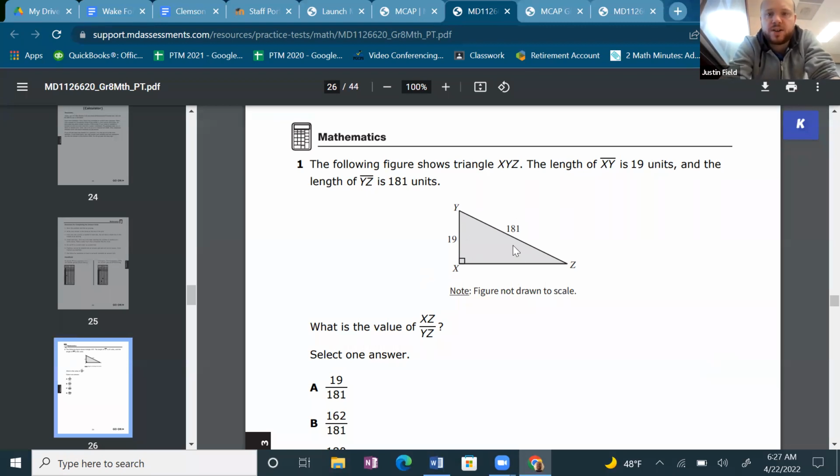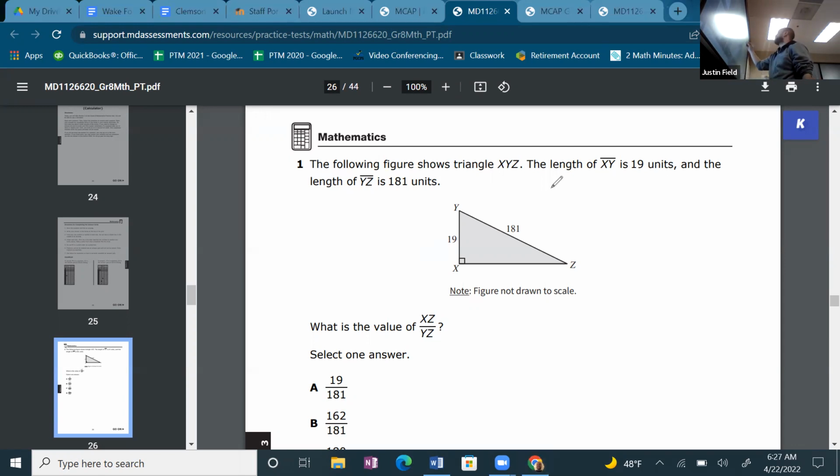So I see a right triangle here. So what are you thinking when you see a right triangle? Hopefully, the Pythagorean Theorem. Let's write that down. Pythagorean Theorem is a squared plus b squared equals c squared. So we're going to label our sides A, B, and C. C is always the side across from the right angle. So then we can call either one A and B. So there we go.